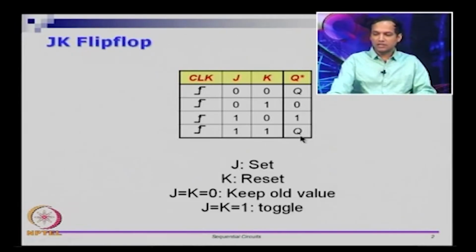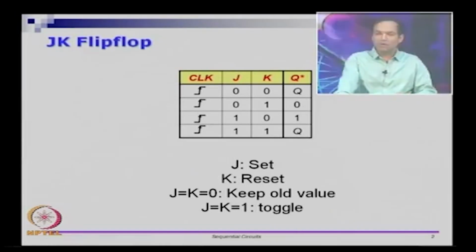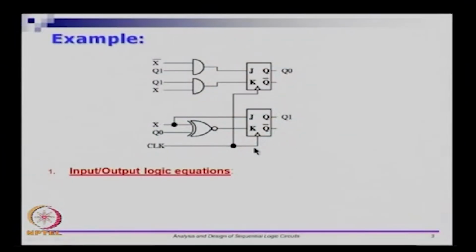In summary, J is equivalent to set and K is equivalent to reset. If both J and K are 0, keep the old value. If J equals K equals 1, then toggle the old value. This is the setup behind a JK flip flop. The table has to have Q bar here instead of Q, and this is a standard flip flop that you will see in many textbooks. I just want you to be introduced to it, so that you don't go back after the course and not know what the flip flop is. In the next few minutes, I am going to take this particular circuit here, which is designed using a JK flip flop.